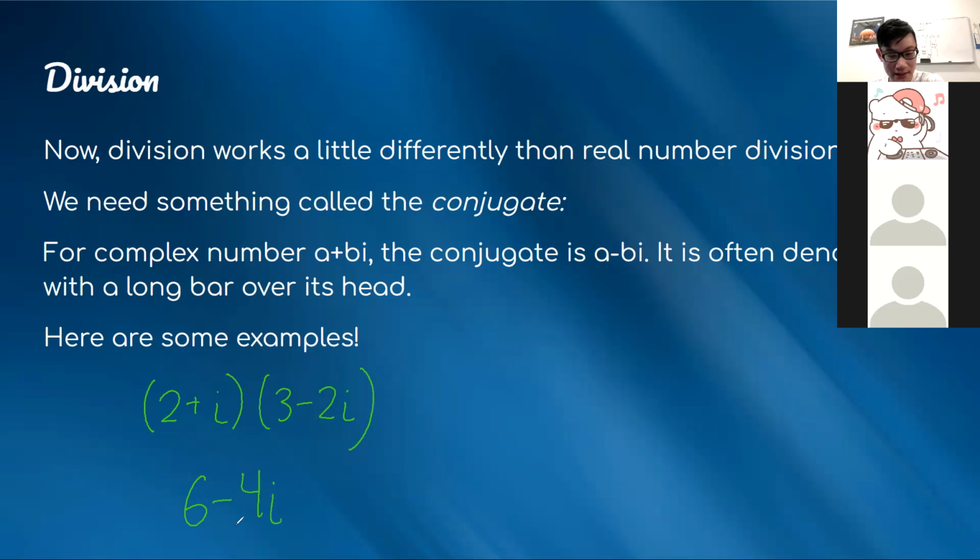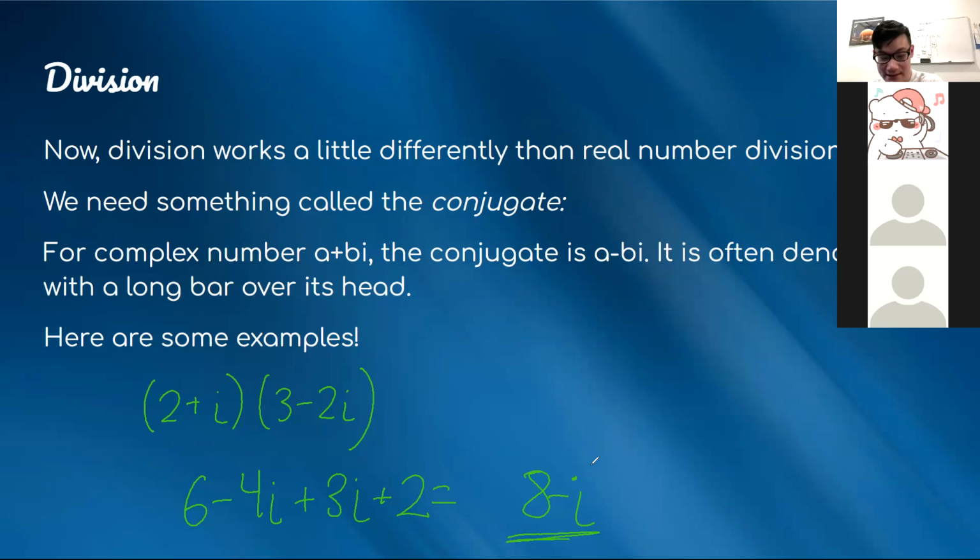So 2 times negative 2i, negative 4i. And then we add on i times 3, 3i. And then we add on this last part, which is i times negative 2i. And since we have negative 2i squared, it's just the opposite symbol, so it's just plus 2. And then we can condense it into this.